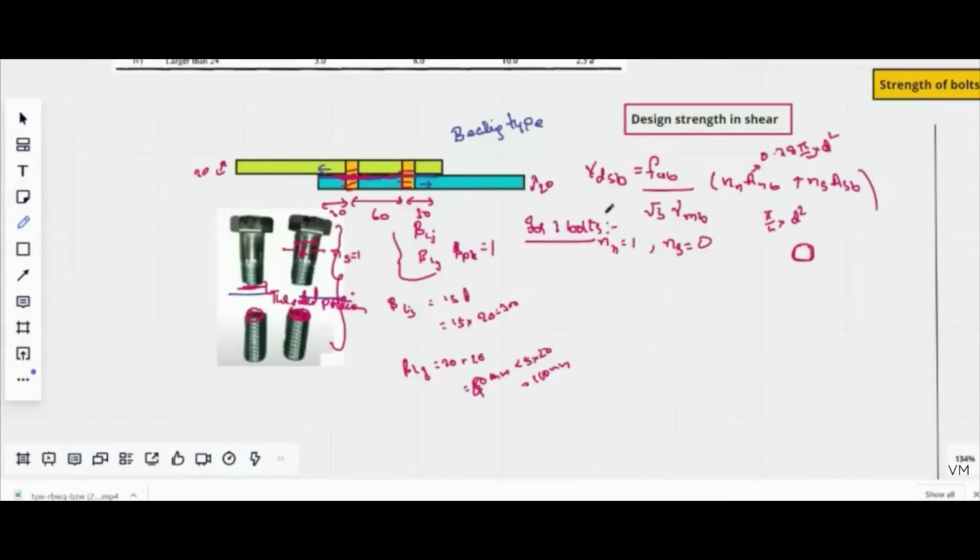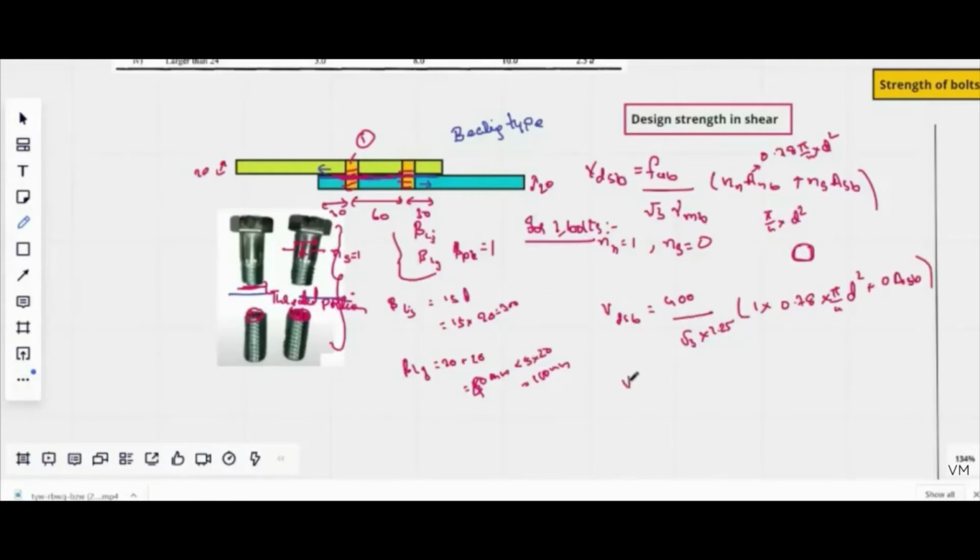Now, when I substitute the values here, VDSB will be 400 divided by root 3 into 1.25. NN is 1, as we are considering only one bolt. There are 6 bolts, but I am considering only one bolt, into NN and NS, 0.78 times of pi by 4 d square.